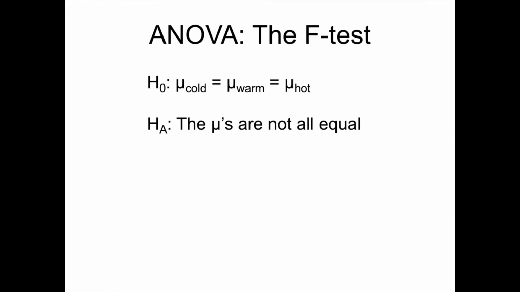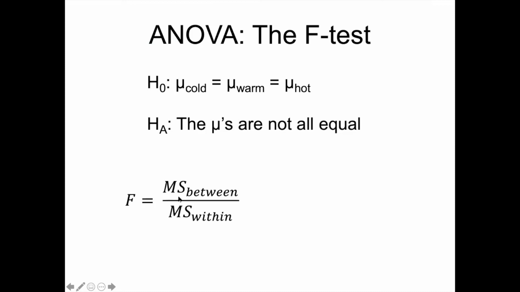So in our ANOVA then, we're testing the null hypothesis that all of the population means are equal to one another against the alternate hypothesis that the population means are not equal to one another. We use an F test statistic to do this.